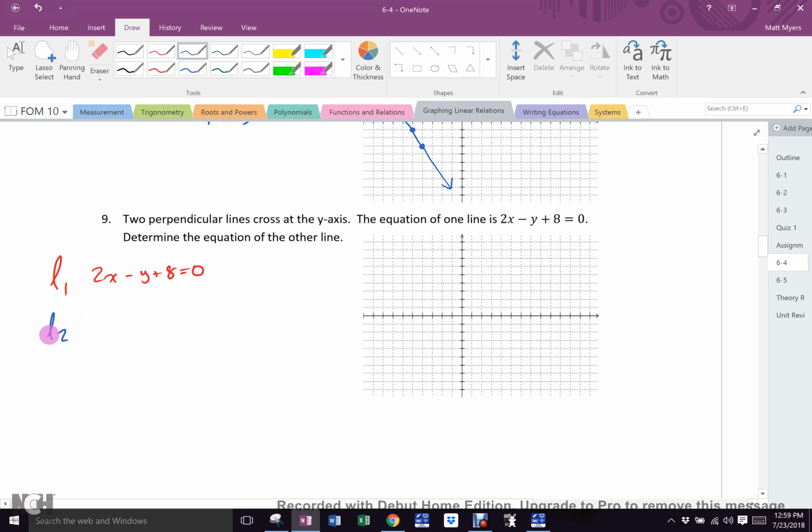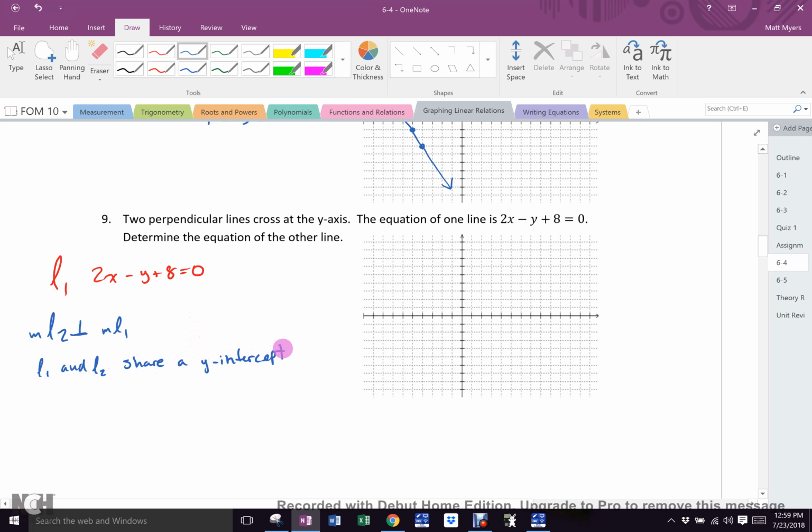I know that the m of line 2 is perpendicular to the m of line 1. And what else do I know? They cross at the y-axis, which means line 1 and line 2 share what? They share a point. Where is that point and why is it special? They share a y-intercept.